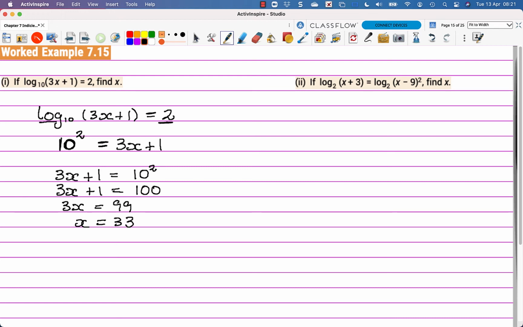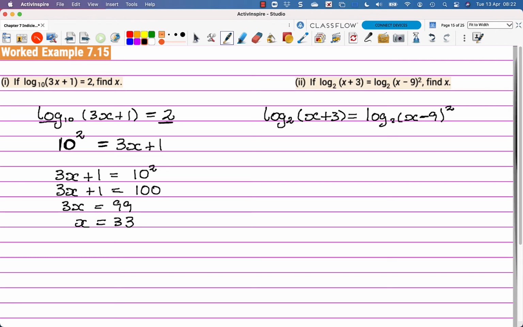Okay, we're going to look at part 2 now, and unfortunately part 2 is a trick question. It says log to the base 2 of x plus 3 is equal to log to the base 2 of x minus 9, all squared. And the question says find x.